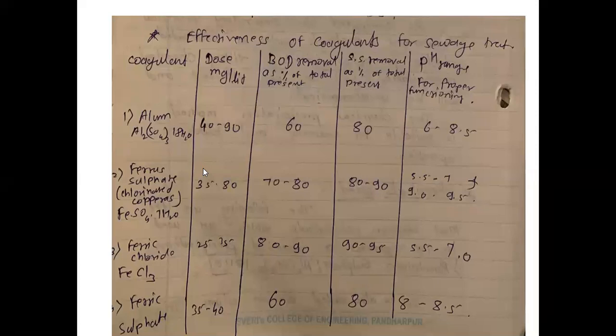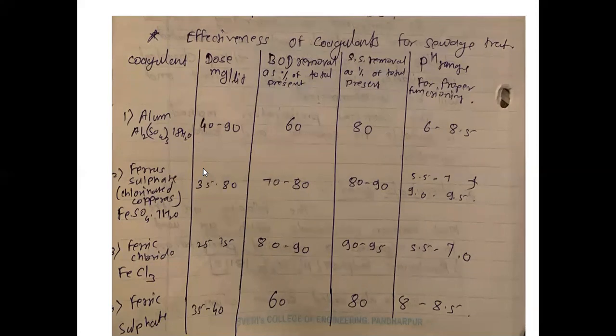Okay, then the next one is ferric chloride. FeCl3 is the chemical formula for the same. The dose needs to be applied a little less as compared to the two we have discussed above, in the range of 25 to 35 milligram per liter.